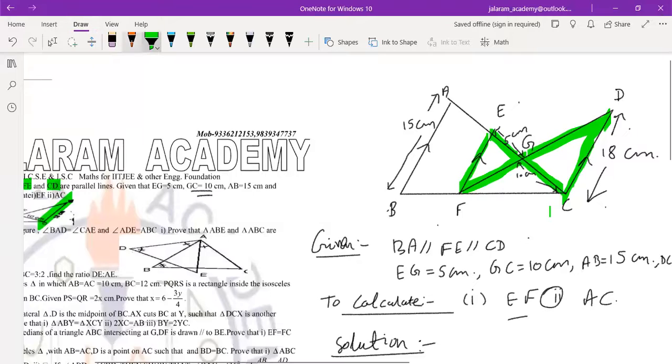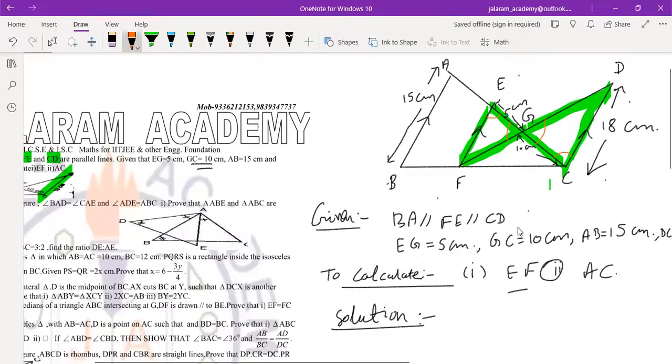Why? As it has these two angles, vertically opposite angles, which are equal. This angle and this angle are equal as AB is parallel to CD, so they are the alternate angles. So these two triangles are similar, so their sides will be proportional. Whenever two triangles are similar, their sides are proportional. Whenever two sides of a triangle are proportional, they are similar. And the converse is also true, means if two triangles are similar, then their sides are proportional.